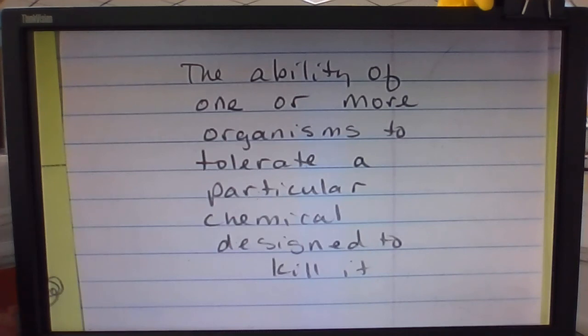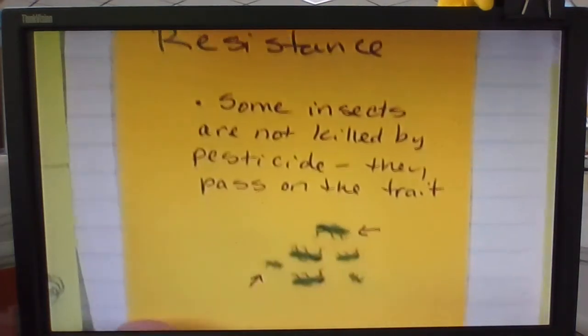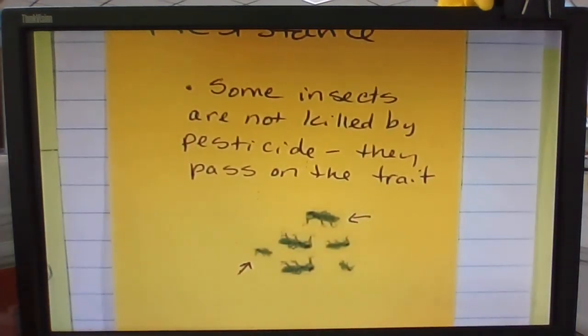All right, so on the front side of that, make sure you indicate the fact that some of these insects are not killed by the pesticide. They're passing on that trait. Or at least indicate that you've got some grasshoppers that are alive there.